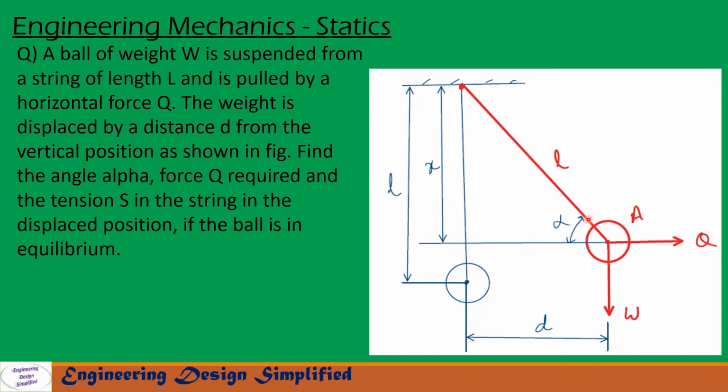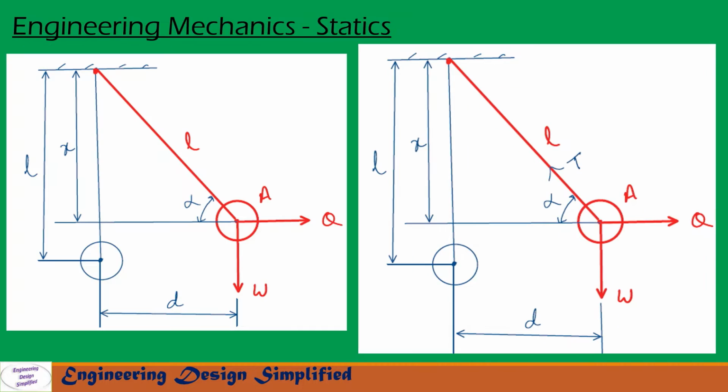Let us see in the coming slides how to solve this problem. First, let us see the forces and reactions. Weight W is acting vertically downwards, the applied force Q is acting horizontally in this direction, and the tension in the string is acting in this direction, and the angle between T and the horizontal is alpha.